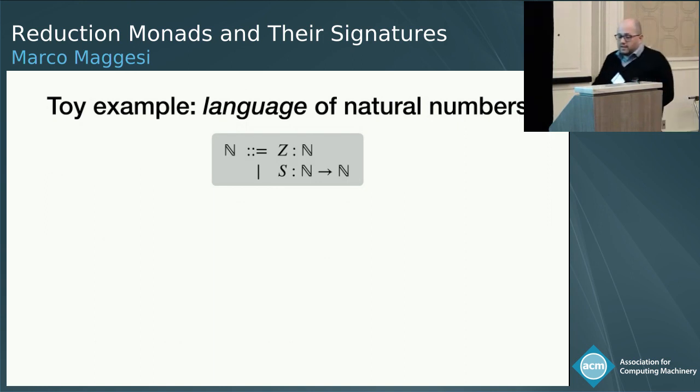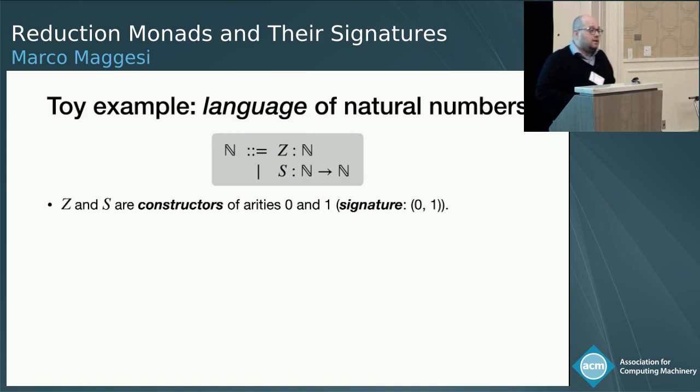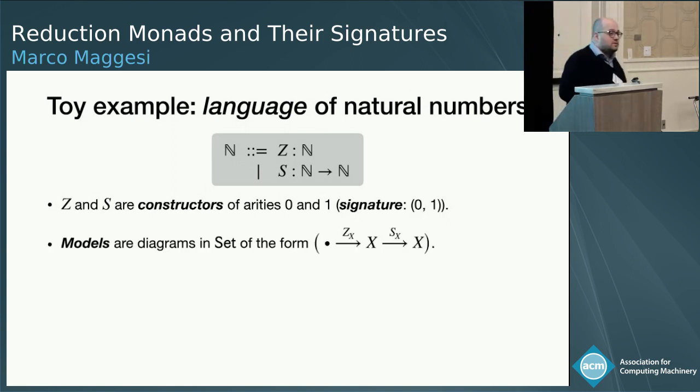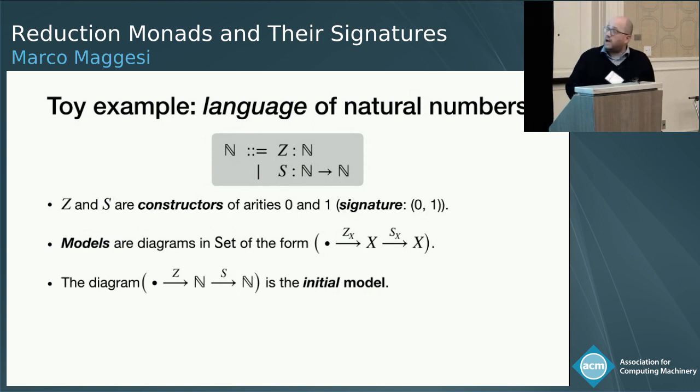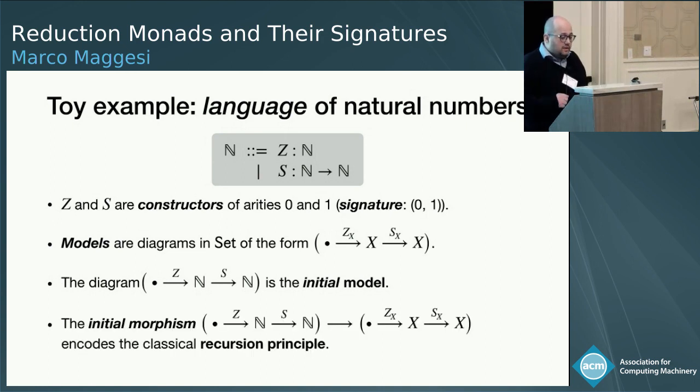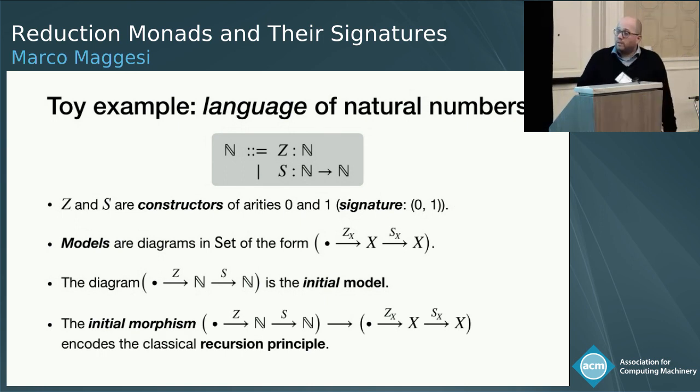So you have the classical syntax for natural numbers. And you have two constructors, which are zero and successor. So you can say that for this kind of languages, the signature is just a list of numbers, in this case, 0 and 1. Then you have models. So models here are sets with two constructions of arity 0 and 1. And they form a category, and natural numbers are precisely the initial object in this category. And the initial morphism gives you the classical recursion principle, okay?